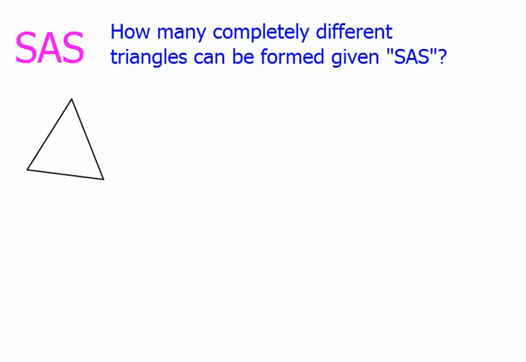Welcome to this overview of side angle side and how we justify that side angle side works. So we see the overriding question: how many completely different triangles can be formed given side, angle, side? Basically the two sides with an angle sandwiched in between.